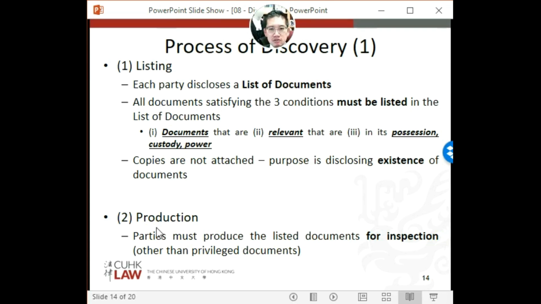Second step, production. After I serve my list of documents, the other side has the choice to ask for inspection. They can either come to the law firm and look at the originals, or they can simply ask for copies of everything, subject to paying costs of photocopying.